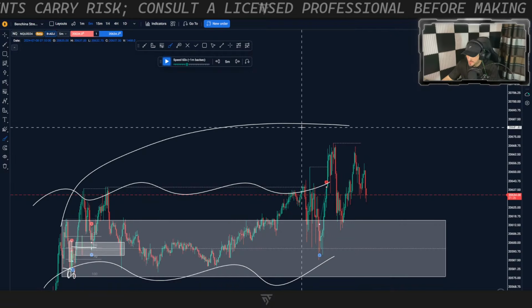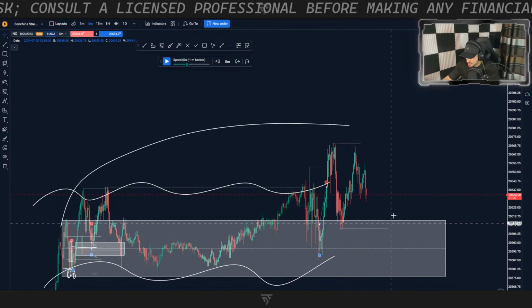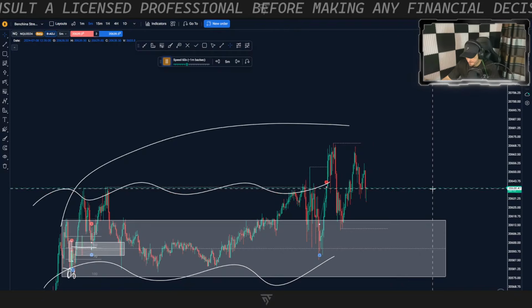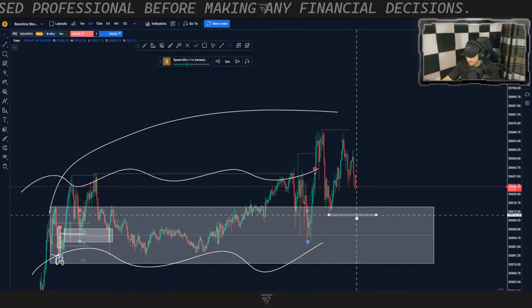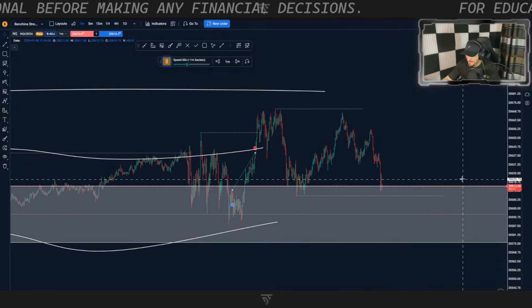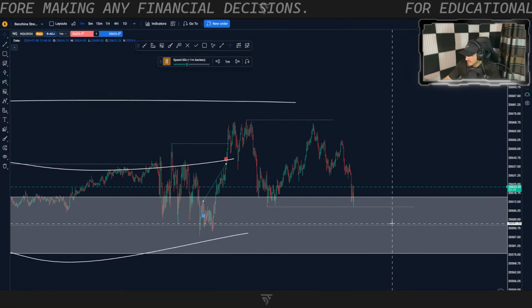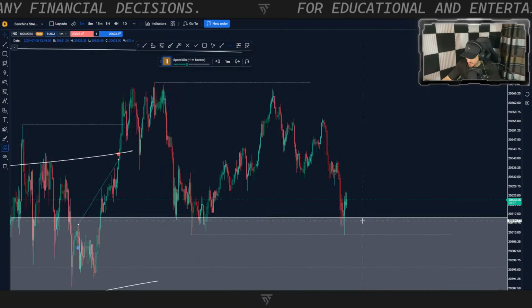Currently creating a double top, so that low can be that potential target. So we may get a tap. Ooh, was there a sweep?